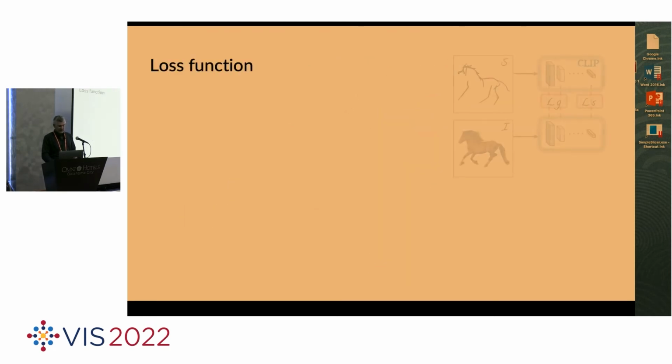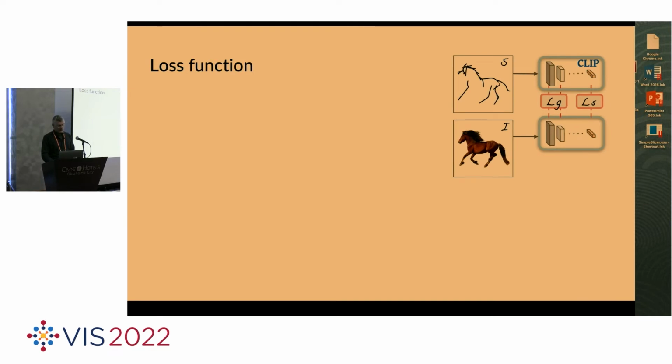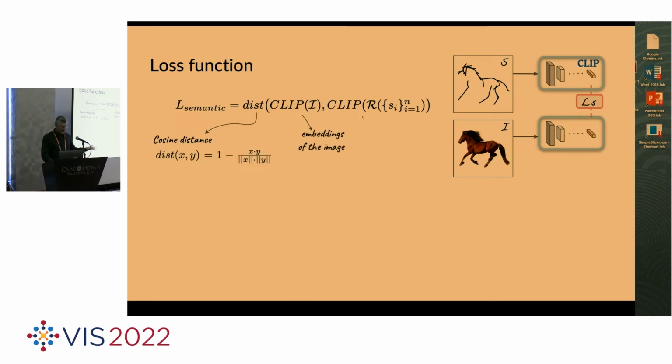Now, let's talk a little bit about the loss functions. The first term that we used is the difference between the latent representations of the sketch on one hand and the image on the other. We used cosine distance between those two. Basically, that says I want the semantic meaning of the sketch and the image to be similar in CLIP space, and that brings those two very close together.